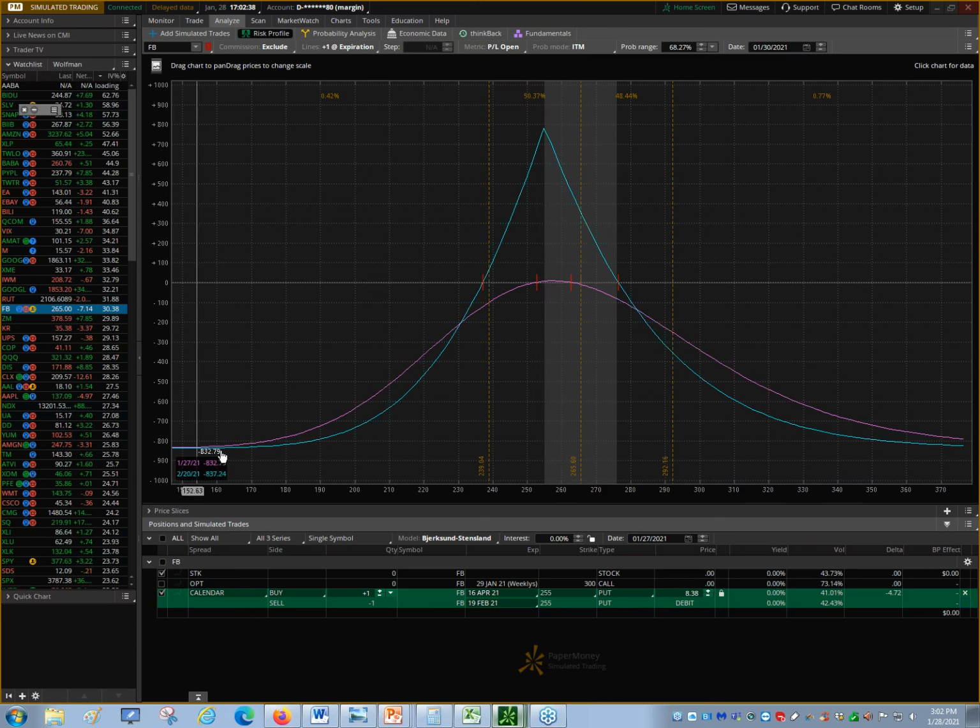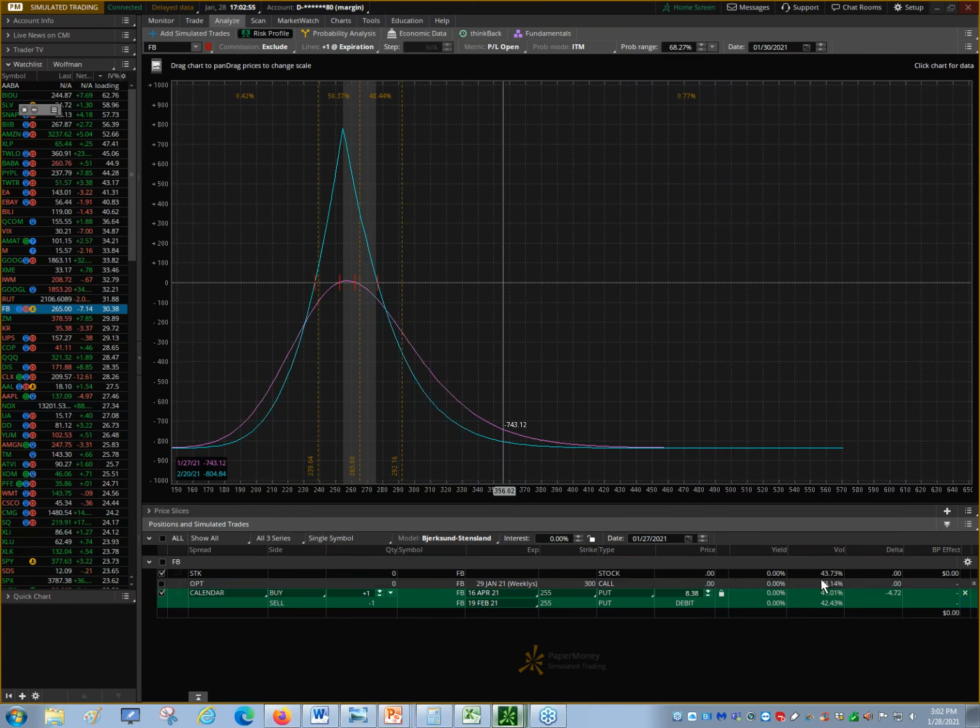And the idea here is to make it where you're risking one to make one. This one's slightly skewed where I'm risking a little bit more to make one, and that's because I've slid it down a little bit further. So we can see that there is limited risk on this. This will flatline the further we go out in time.